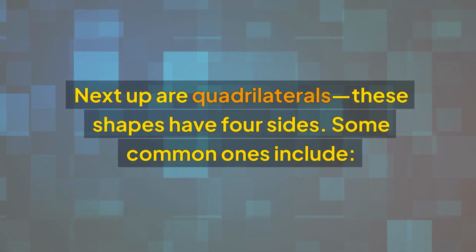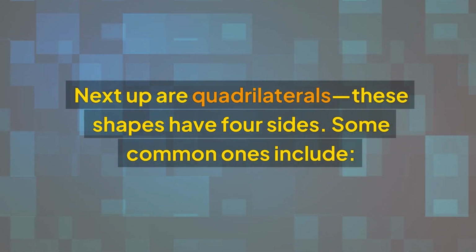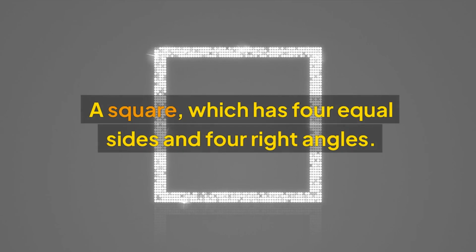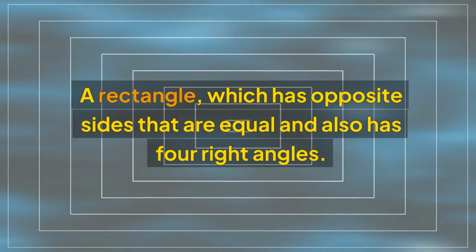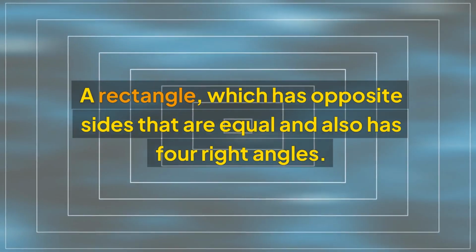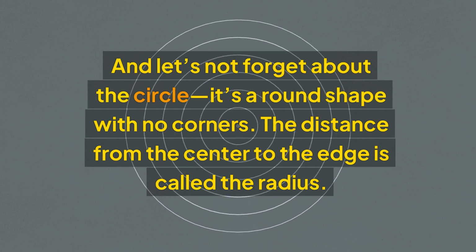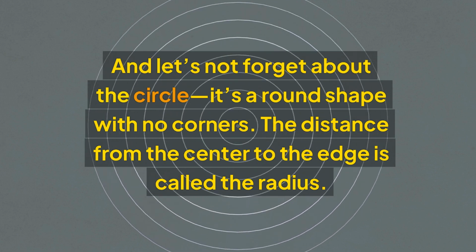Next up are quadrilaterals. These shapes have 4 sides. Some common ones include a square, which has 4 equal sides and 4 right angles. A rectangle, which has opposite sides that are equal and also has 4 right angles. And let's not forget about the circle. It's a round shape with no corners. The distance from the center to the edge is called the radius.